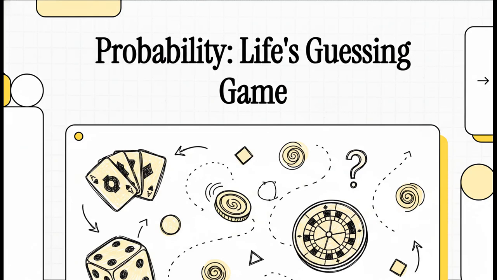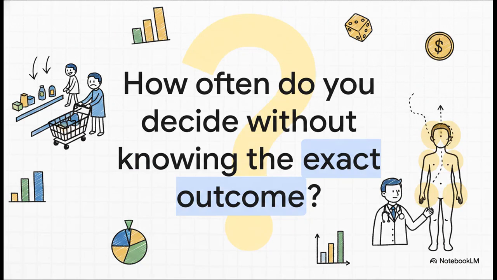All right, let's dive into one of the most practical tools you can have in your mental toolkit, probability. We're going to be using Chapter 3 of OpenStack's Introductory Statistics as our guide to see how the math of chance really helps us make sense of a world that's, well, pretty uncertain. I mean, seriously, think about it. You do this all the time, right?